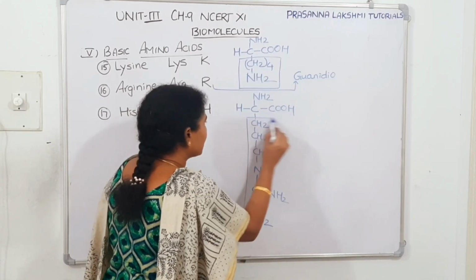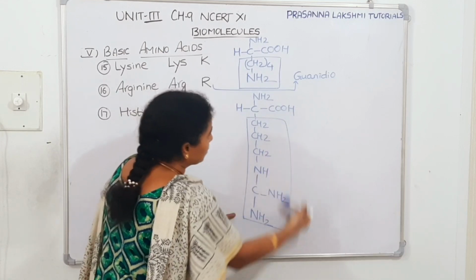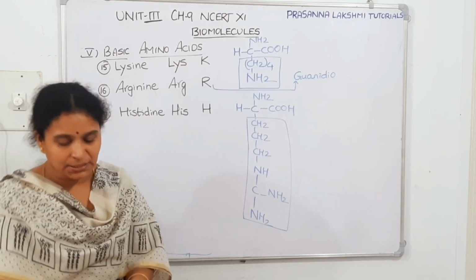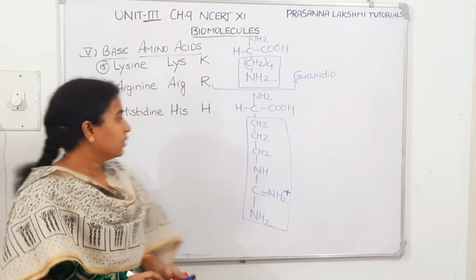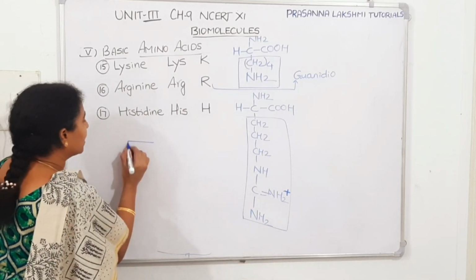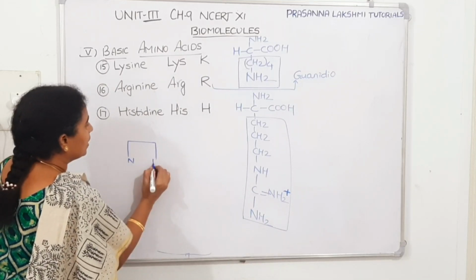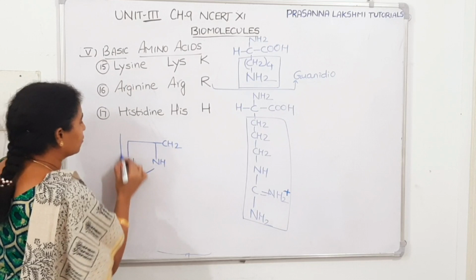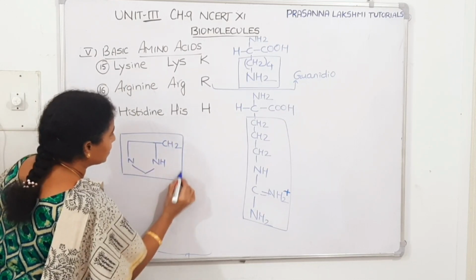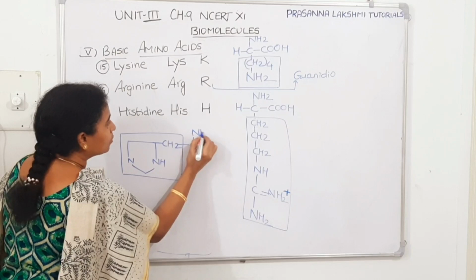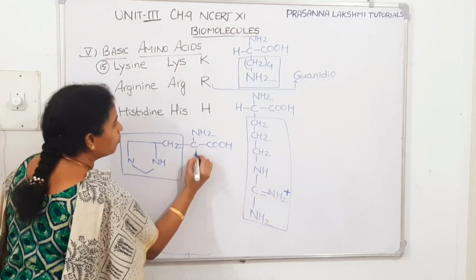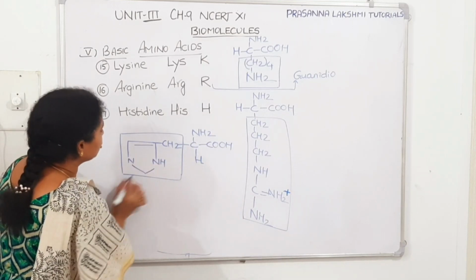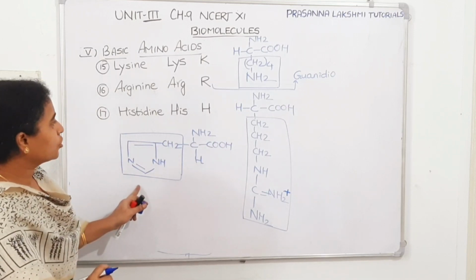If the R group is such a big structure, this group is called the guanidino group, which is a characteristic feature of arginine. And the last one is histidine. The histidine structure will go like a ring structure having 2 nitrogens. Here this is the R group, followed by amino group, carboxylic group and hydrogen. So we can check the bonds. Yeah, this is the structure of histidine.